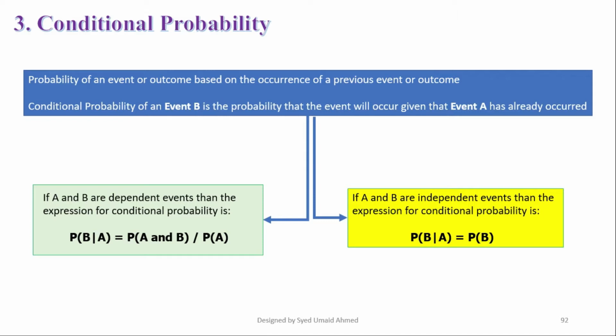So the probability of the event or outcome based on the occurrence of a previous event or outcome. Conditional probability is the probability that the event will occur given that the event has already occurred. I hope that you got the clear idea. I am not discussing the dependent and independent events for now, but I want you to get the concept. A bar B or B bar A means given that. You have also understood the example given to you.